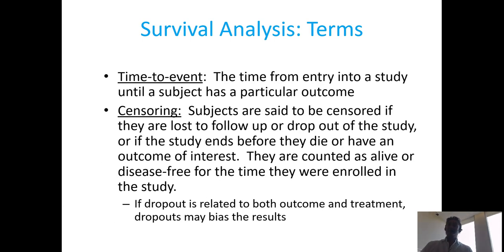Next is this word censoring. I mentioned it a few times. I want you to get used to it. Censoring is what happens when you leave the study for reasons other than the outcome being achieved. So you didn't die, you didn't get pregnant, you didn't get the thing we are looking for, but you still leave the study. Censoring is the reason we're doing this, because we don't know what's happened to you. We count you as alive, still in the study, up until you are censored. Then after that, we don't know what to do with you.